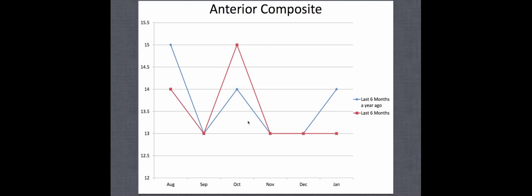So you can see how anterior composites were actually lower. And this is data coming from over 9,800 practices. This is a very sizable set of the dental industry. Nobody has this information as detailed as we do. Posterior composites were also down. So if I look at this graph, it tells me that January, this last January, was not as good as the January a year ago.